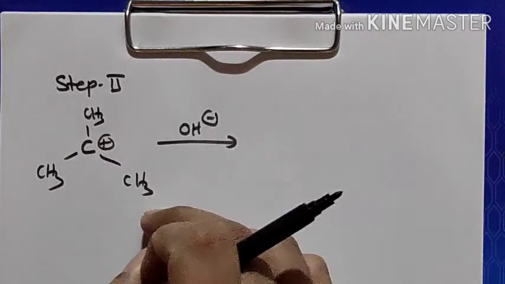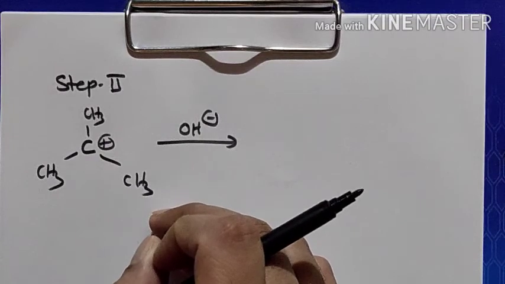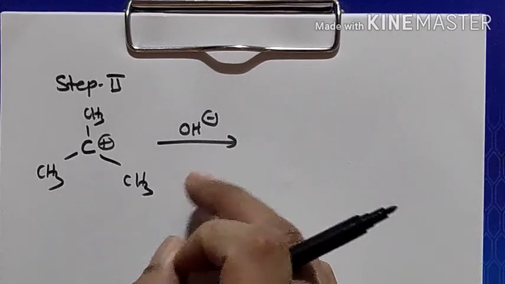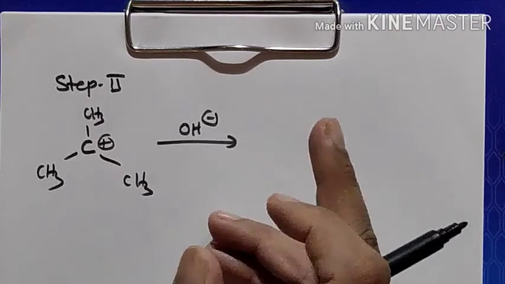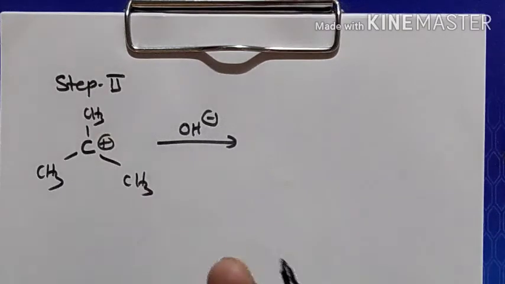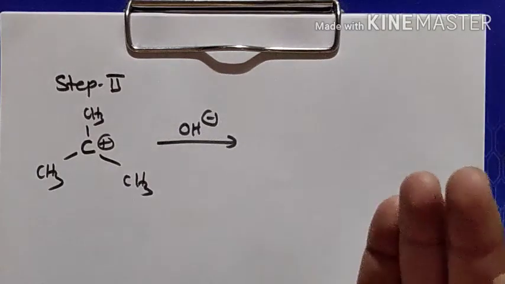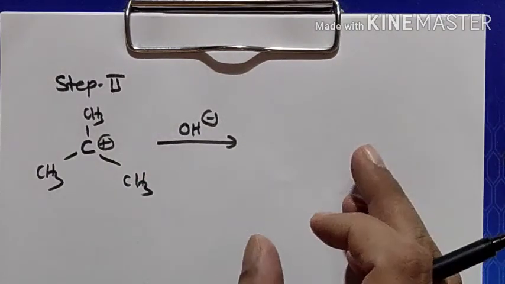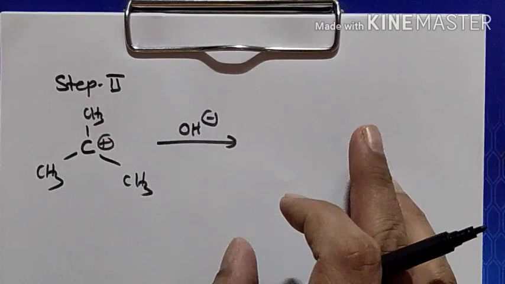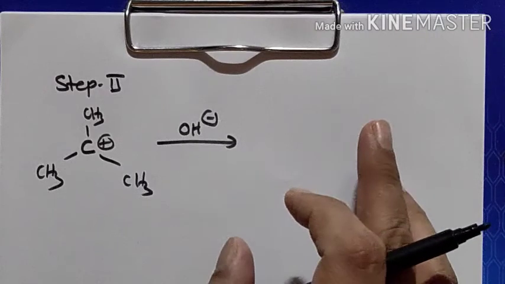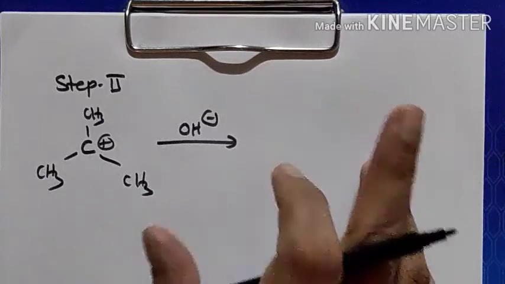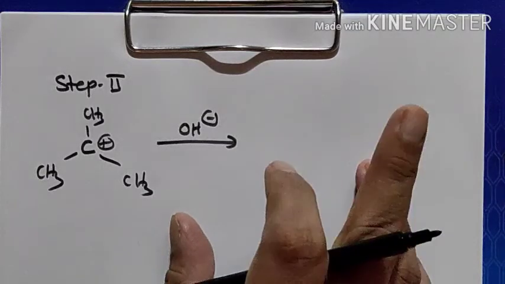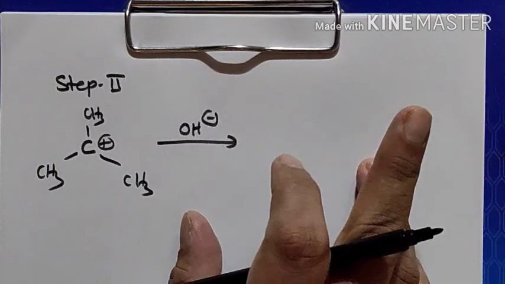Okay, but now the question comes, where will the attack take place from? I mean, from top or from the bottom? 50% will be from the top, 50% from the bottom. That means there will be 50% retention and 50% inversion. Got that, student? There will be 50% retention and 50% inversion.